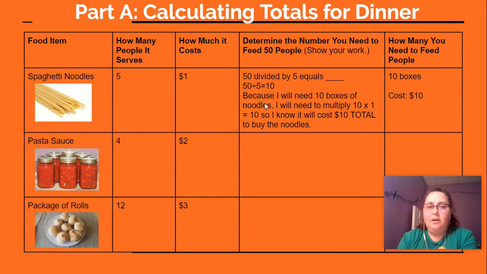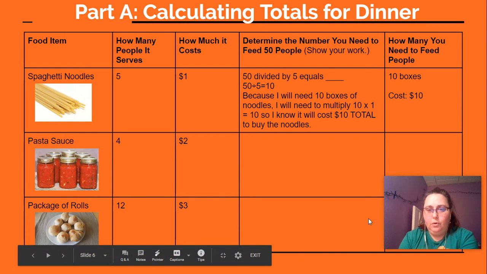Because I will need 10 boxes of noodles, I will need to multiply 10 times 1, because each box costs a dollar. Once I multiply 10 times 1, I know that the cost will be $10 for the noodles. You'll need to do the same thing for the pasta sauce and for the packages of rolls to find out how much you need, and then you'll have to add those up as well.